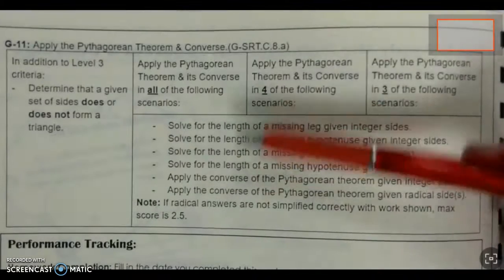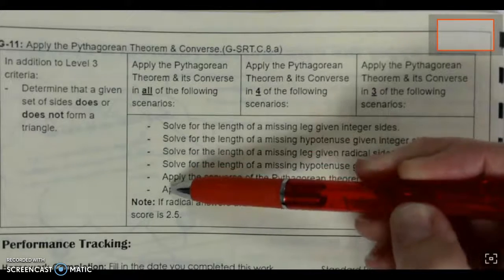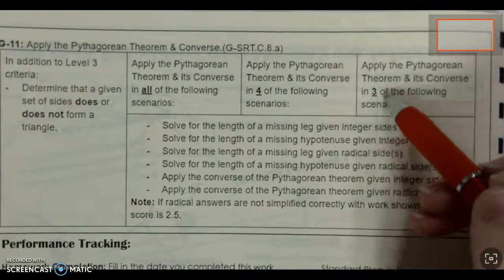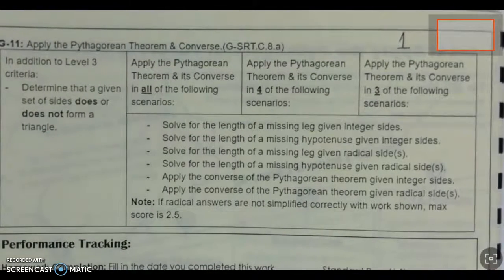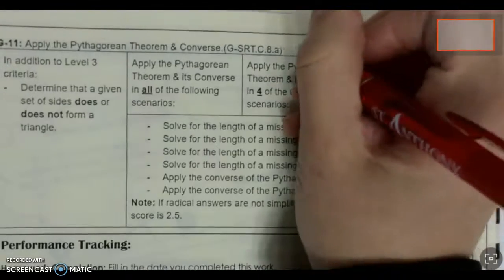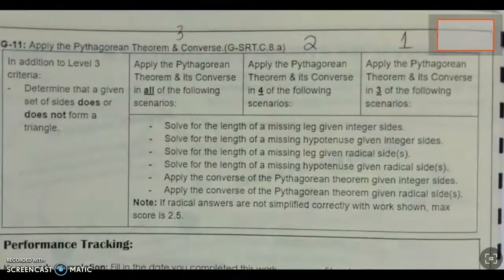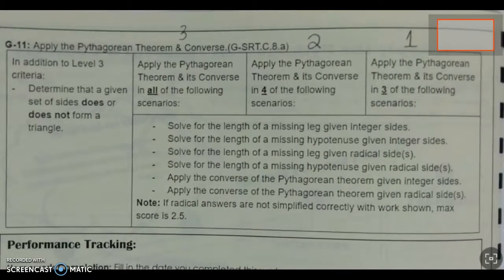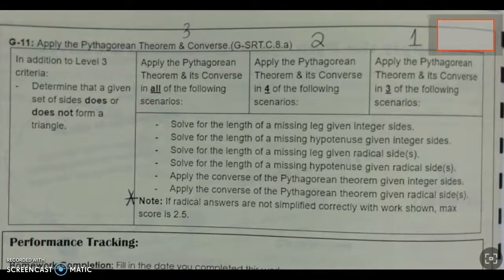Underneath the scale, there are 1, 2, 3, 4, 5, 6 questions. If you can do 3 of these questions, that's how you're going to get your level 1. If you are going to be able to do 4 of these questions, that's how you're going to get your level 2. And if you can do all 6 of the questions, that's how you're going to get your level 3. Now there's a little caveat below here, and we had talked about this on day 1 of this standard. If the answers are not simplified correctly and have work shown for the correct simplification, then the max score you can get is a 2.5.